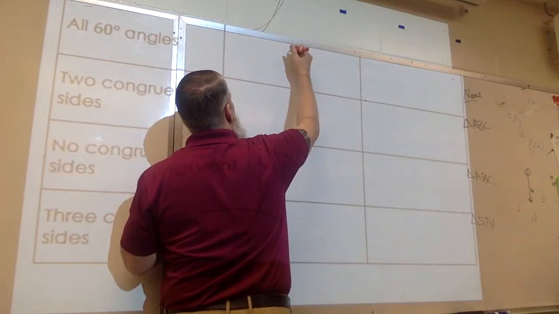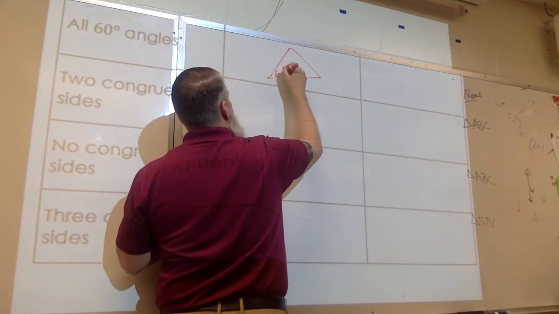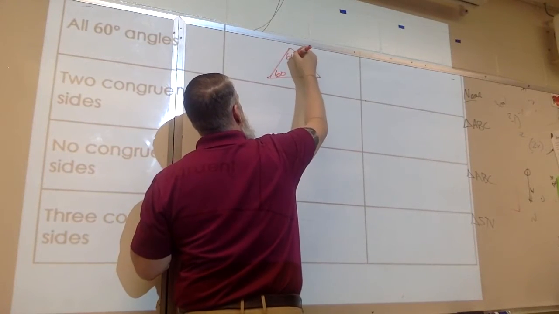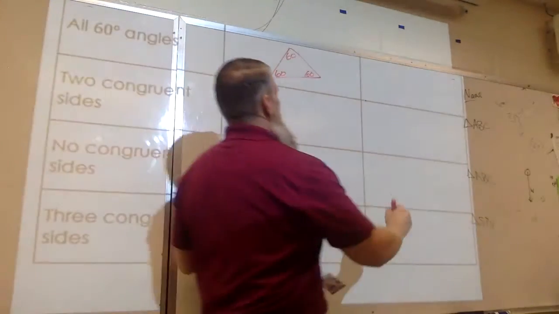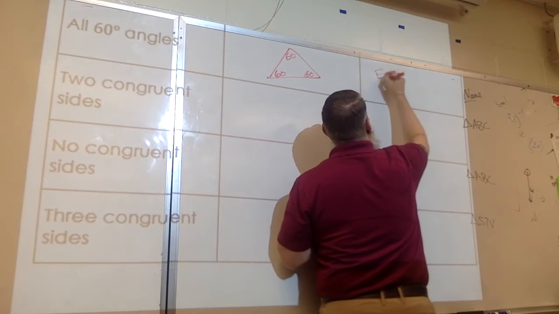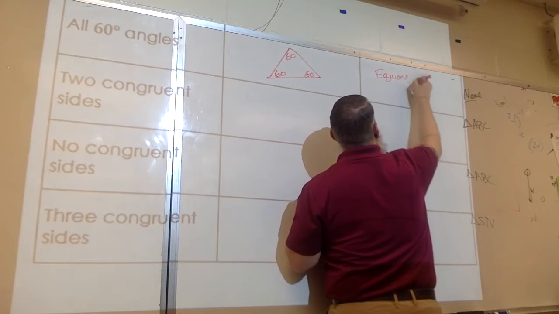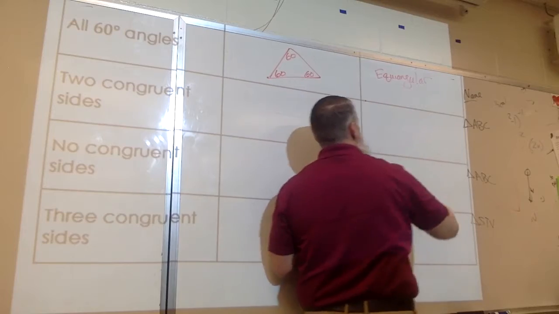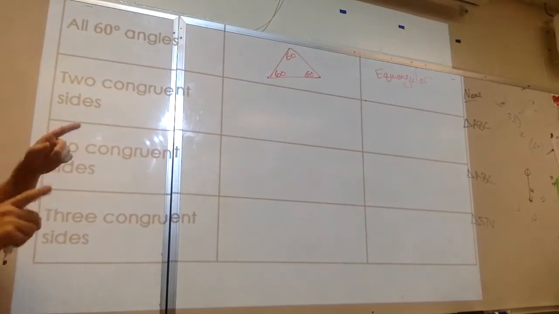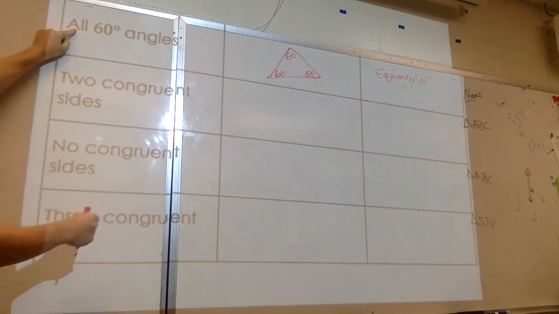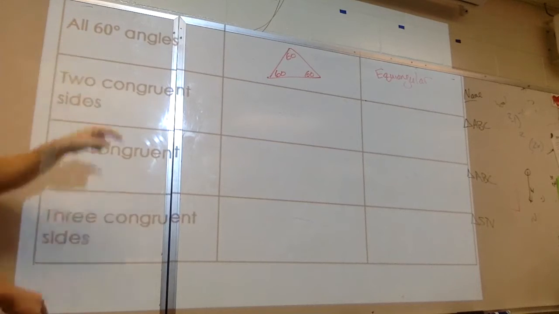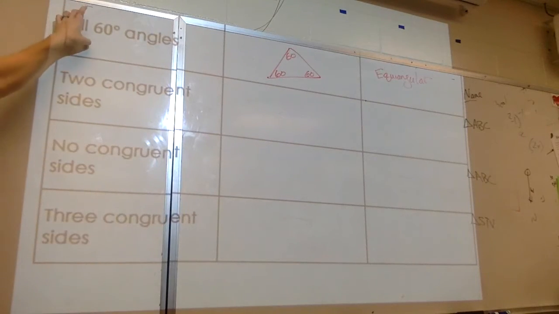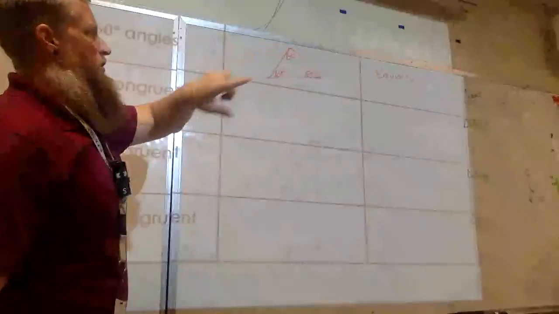All right, so all 60. This would be 60, 60, 60. With all 60, if you're going to classify it, we already went through this name before. Remember, this is equiangular because it's talking specifically about the angles. Even though with triangles, this one leads you also to the one that's down here with the three congruent sides, because in triangles you can't have one without the other. However, since this one's just isolating the 60-degree angles, we're going to call it equiangular.